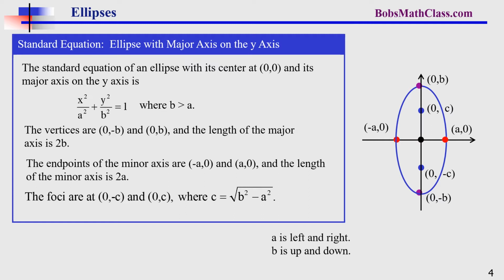My vertices this time are on the y-axis, and that's because they're farther from the center than the x values, the a values, are. Okay. Almost the same thing, except the foci is now c equals the square root of b squared minus a squared. Again, it's because it's a larger number, so it's either a squared minus b squared or b squared minus a squared. You always put the larger number first. All right, let's do some examples, okay?